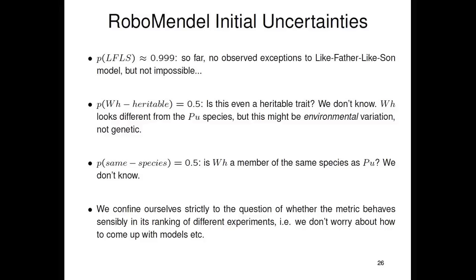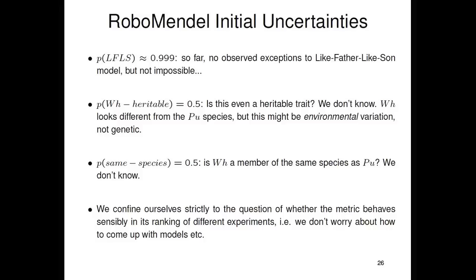The possibility, for example, even that this phenomenon actually is a genetic phenomenon, in other words, that the WH or white trait is heritable, we're going to treat that as uncertain. It could be environmental, right? Maybe there's some chemical in the ground that that particular flower seed landed in, and so it ended up with white flowers, who knows? So we'll treat that as uncertain.